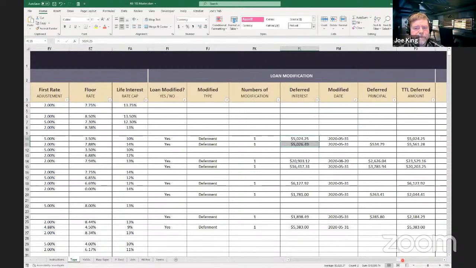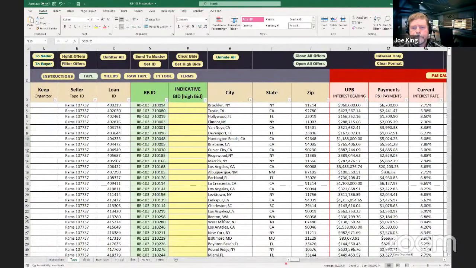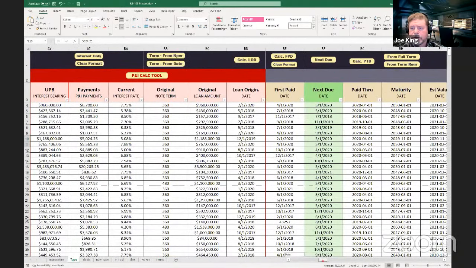So if they give us something that has a value on it, for example, like in this case, we have values on this tape that the seller has provided to us. Let's go to that column.